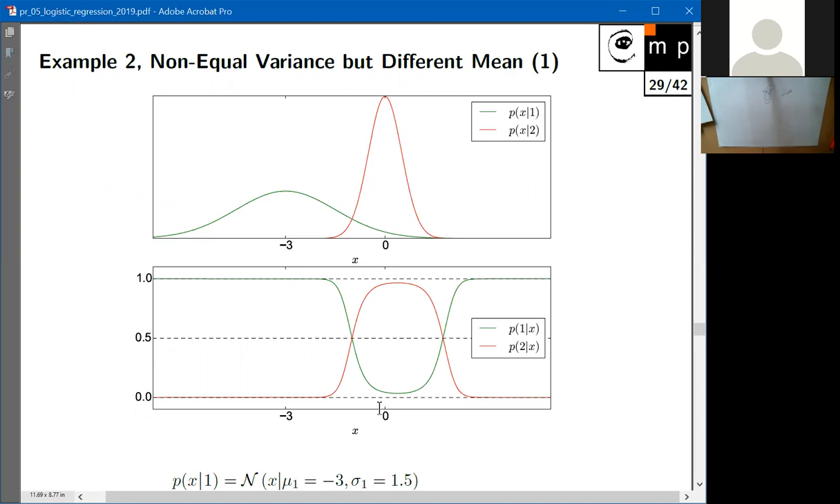Second example. This example maybe is an example where we have two Gaussian distributions, and this time they have different means and different sigmas.